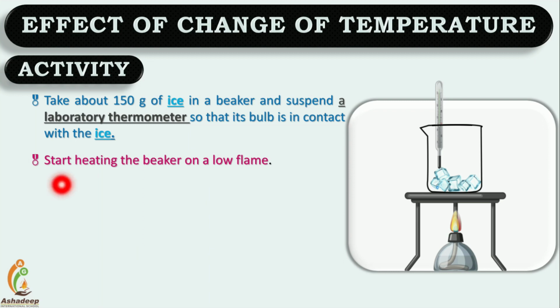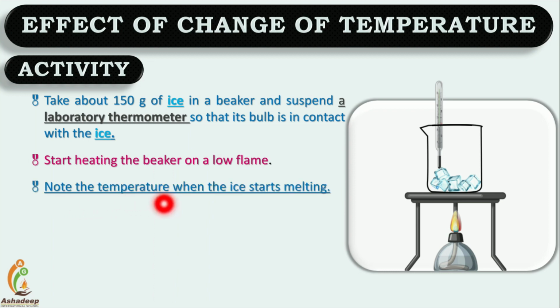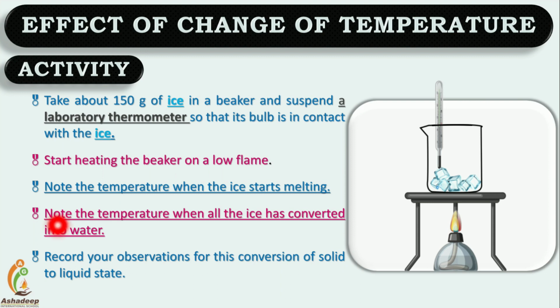Start heating the beaker on a low flame. Note down the temperature when ice starts melting. Note the temperature when all the ice has converted into water. Record your observations for this conversion of solid to liquid state. When you are doing this experiment, you have to note down these results. When ice starts melting and when ice gets converted into water, all those temperatures you have to note down in your book.